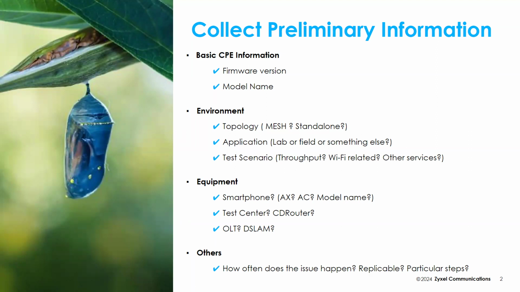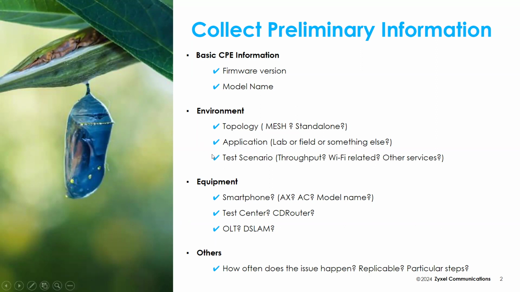The second one is about the application, because we would like to know whether the application is set up in a lab environment or in the field. Also, if possible, we would like detailed information about the test scenario. For example, whether the issue is about throughput, a Wi-Fi related problem, or any other issue.